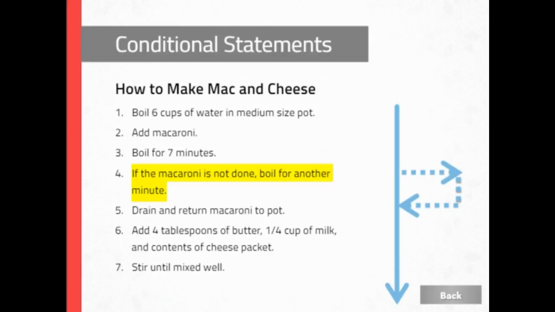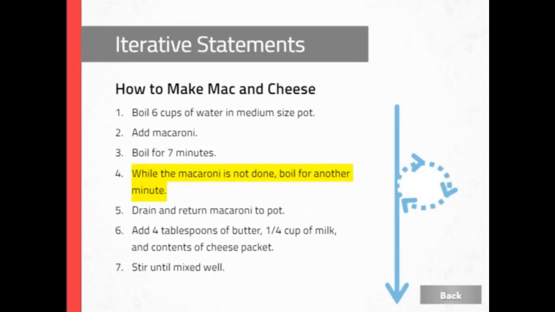We perform a test. If it's not done, we boil it for another minute. If it is done, we skip over this step and complete the rest of the algorithm as before. Whether or not we boil the macaroni for another minute is dependent upon whether or not the macaroni is done.